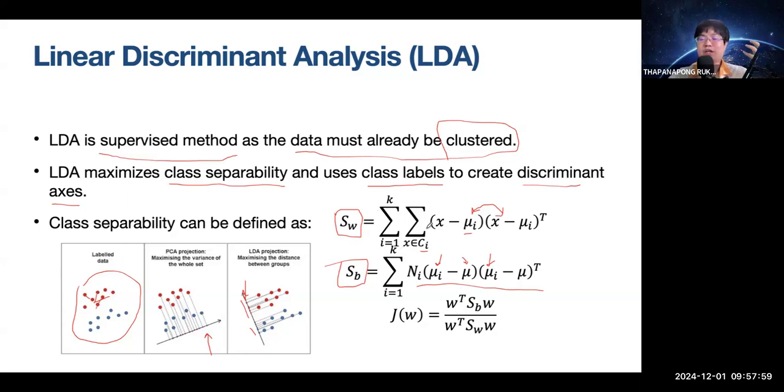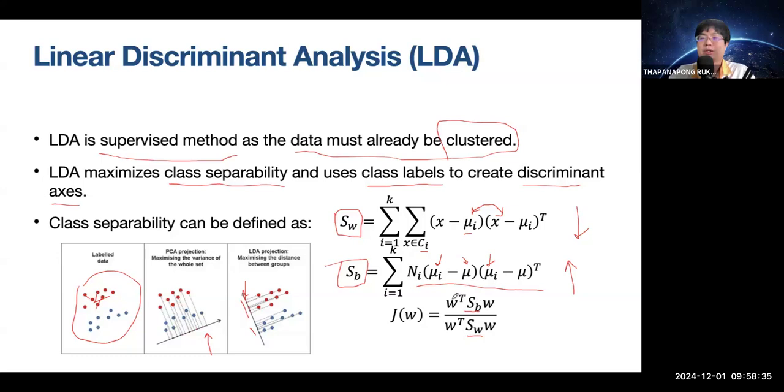For us, we want SW to be small. You want the distance within the class to be small, and you want the distance between classes to be high. So when we combine the two scores, we have SB and SW: we put SB on the top, and we put SW on the bottom.